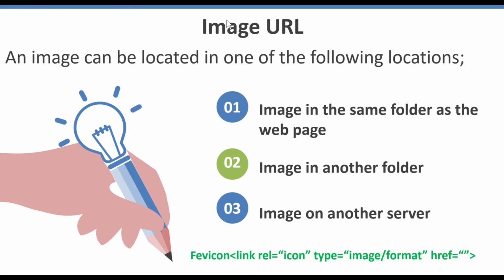Image URL is where images are located and the name of the image. Any image can be located in one of the following locations. It is good to use the image in the same folder as the web page. This is when you are working on a website locally, you have to save every file related to the web page in the same folder.